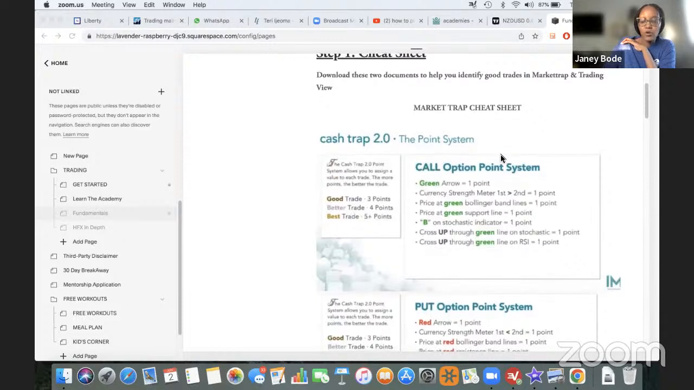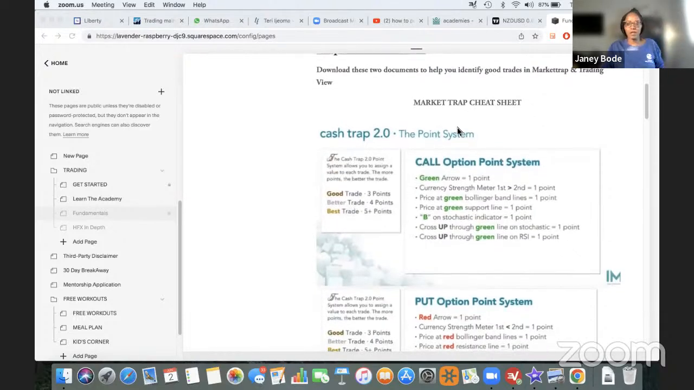I use this checklist here, and I promise you I'm almost done with my website again, and I'll make this available to you again. Okay, this is a simple checklist I use. Okay, this is my point system. Some of you have the other one that he has, DMI and all that stuff.